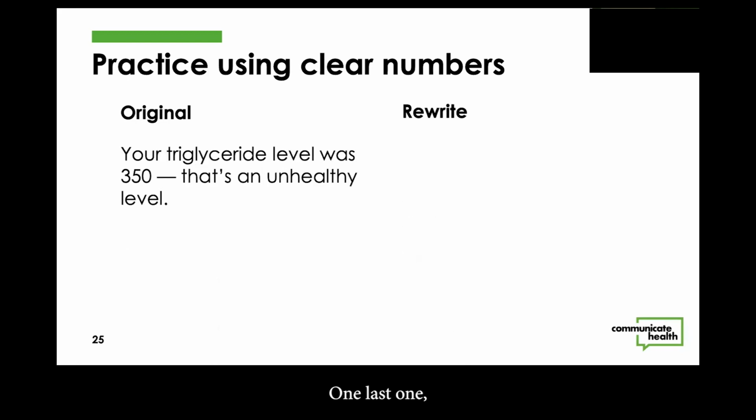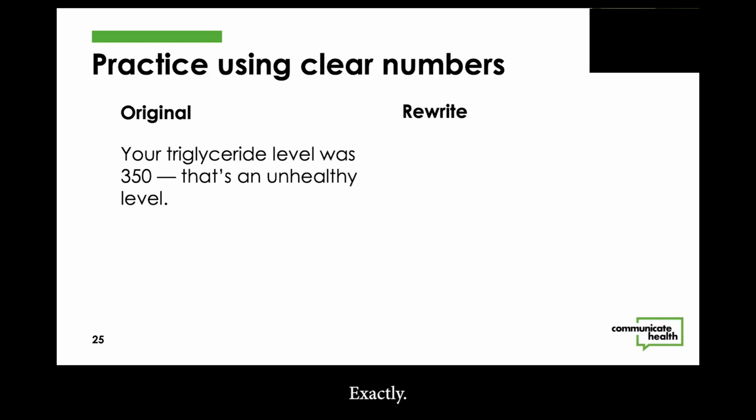One last one, your triglyceride level was 350. That's an unhealthy level. What would you do here? And of course, if this were a full health material not taken out of context, I would also give people actionable tips for getting to a healthy level, that kind of thing. Yeah, give a range. Exactly.